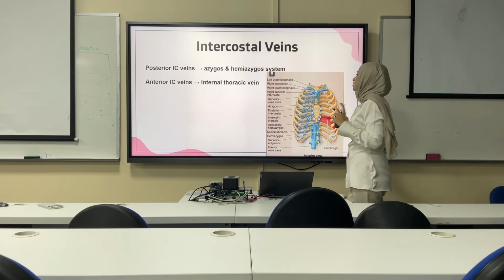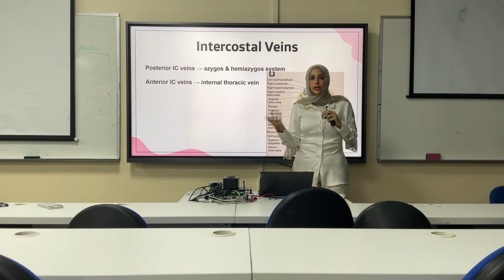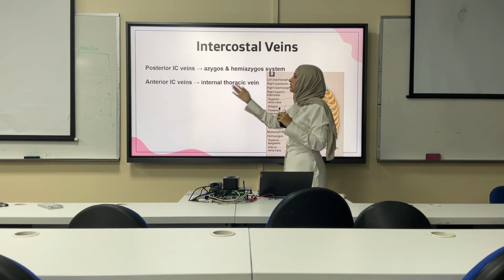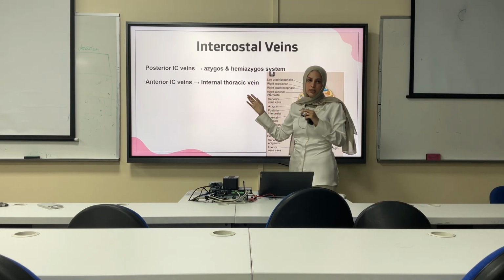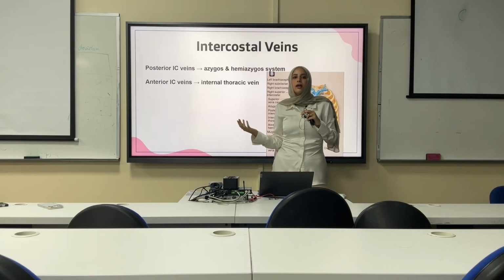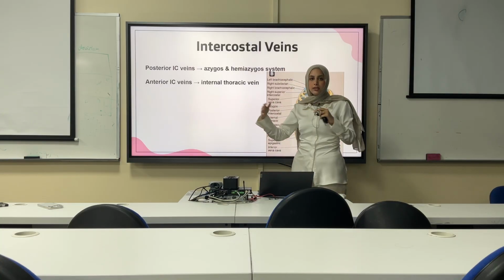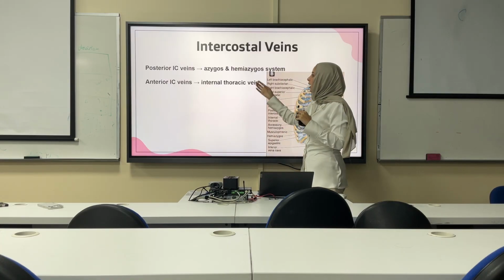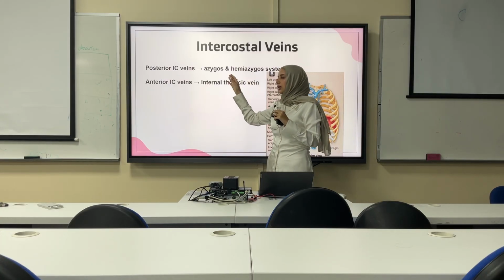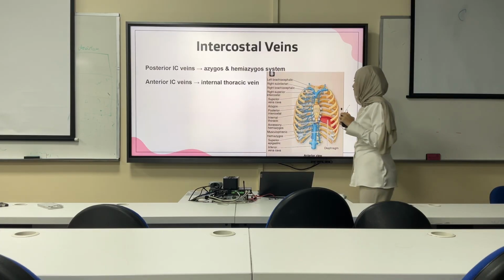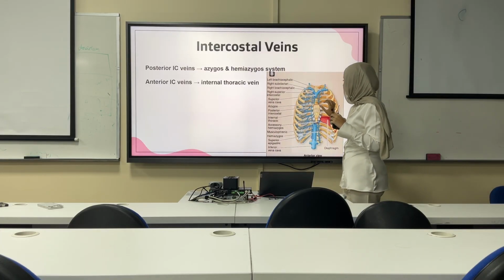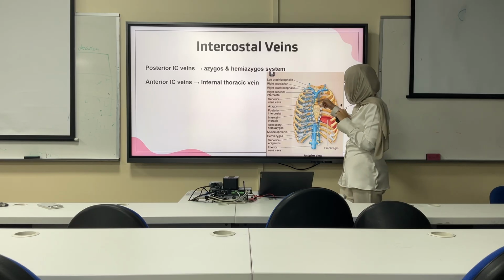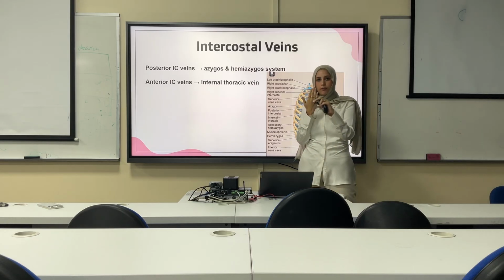Intercostal veins, all you need to know is how they drain. The posterior ones drain into the azygous and hemiazygous veins, and then the anterior ones drain into the internal thoracic vein. Just remember it because the internal thoracic is more anterior anatomically, and then the azygous and hemiazygous run more posteriorly. You can focus more on the picture later, but you can see here that it's more anterior, and then the azygous and hemiazygous run more in the back.